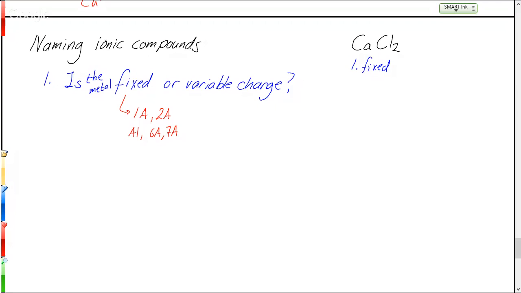Okay, so once we figure that out, the rest of the name is pretty easy. If it's fixed, there's only one kind of charge, then our name is just going to be the metal and the non-metal plus this IDE at the end. So we don't put any numbers into the name if it's a fixed charge.